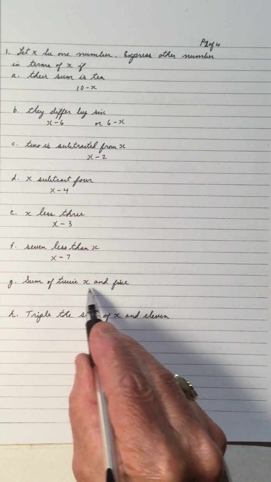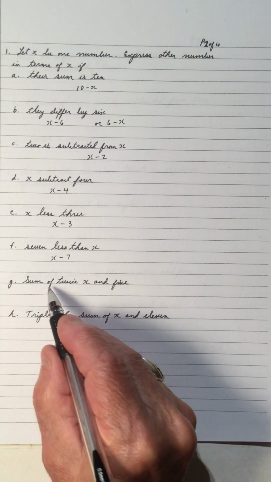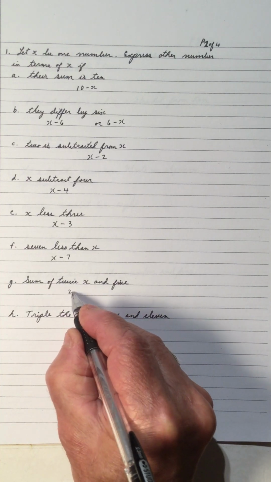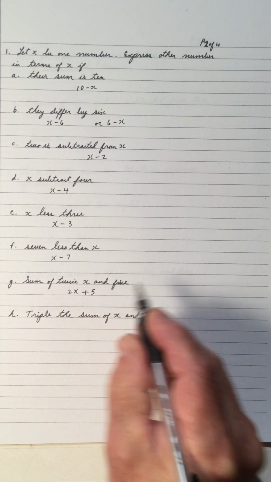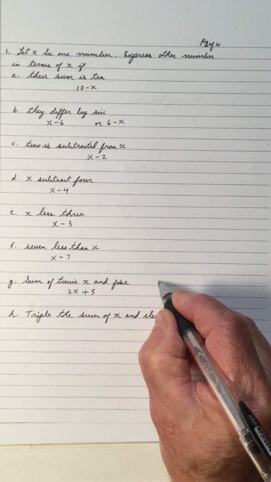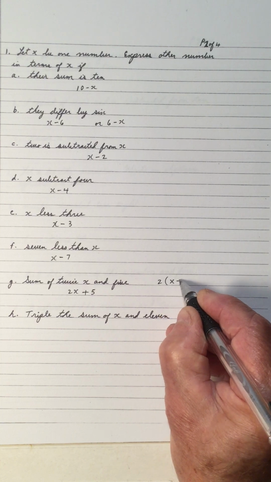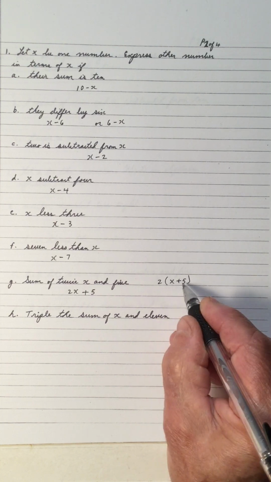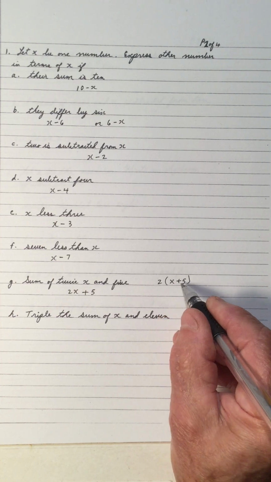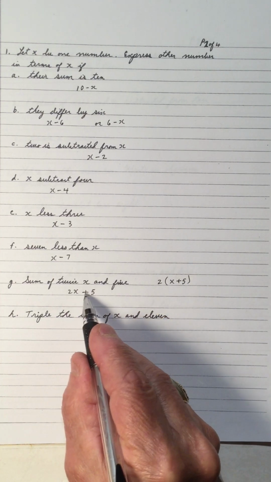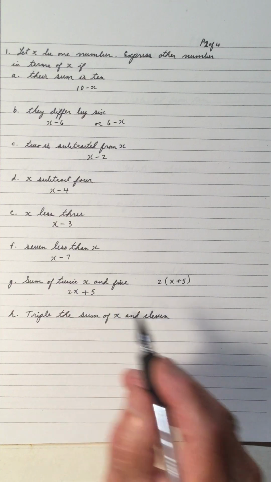The sum of twice x and 5. So it's not this. That's twice the sum of x and 5. This is the sum, which means add: twice x plus 5.